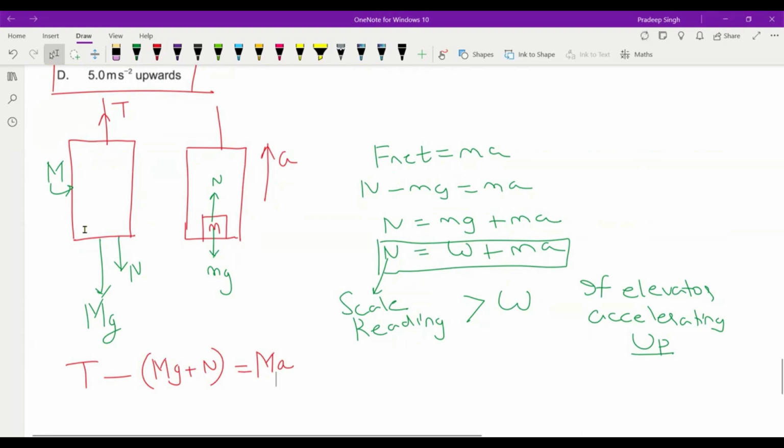But mostly they don't ask questions on the elevator. They ask questions on whatever is inside. Okay, sir. Right. So just remember this rule. Scale reading is always greater than the weight if the elevator is accelerating up. And the reverse will happen. Scale reading is less than W if the acceleration is downwards.